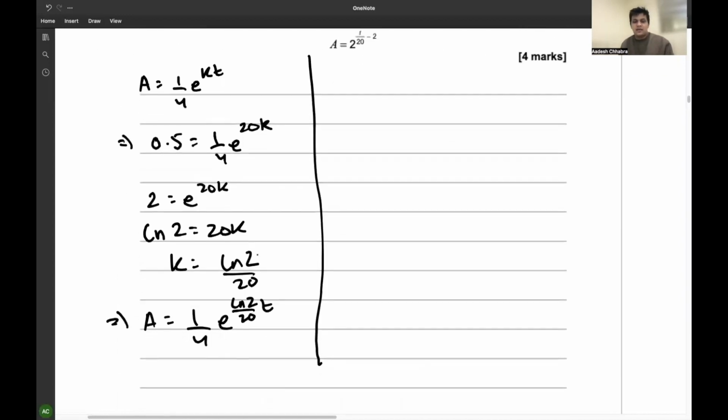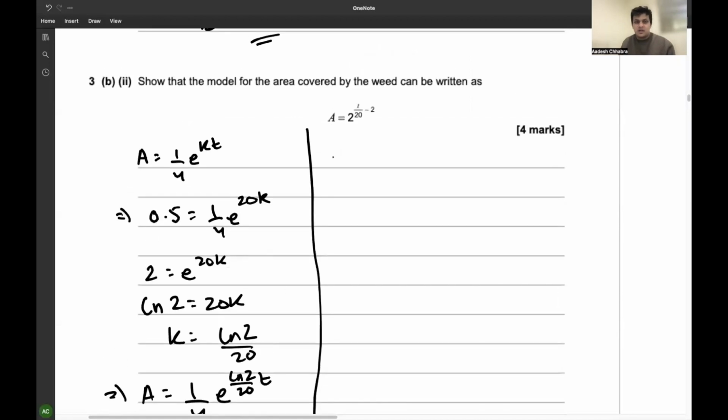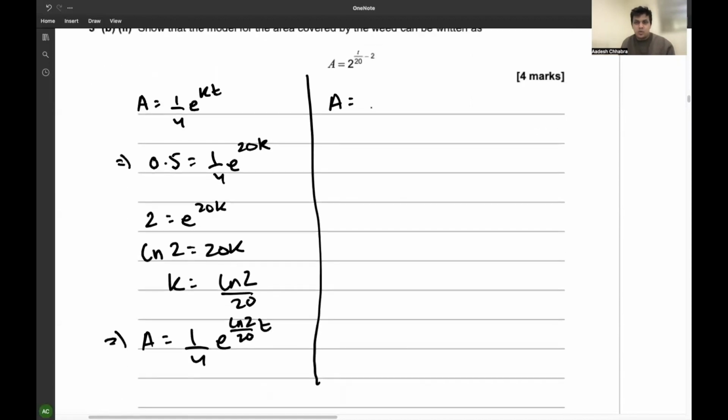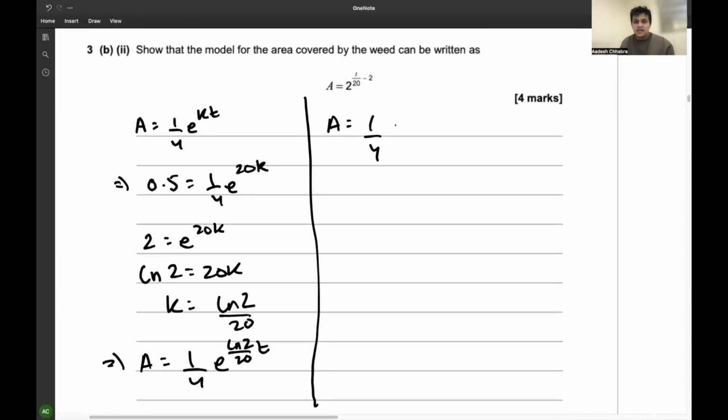So now what I can do here is simplify this further. So I know that A would be equal to 1 by 4, and e to the power ln 2 by 20 t can be rewritten as e to the power ln 2, all to the power t by 20, because then the powers will just multiply and result in the big fraction we had before. And we know that e to the power ln 2 is just equal to 2. So essentially A would be equal to 1 by 4 times 2 to the power t by 20.